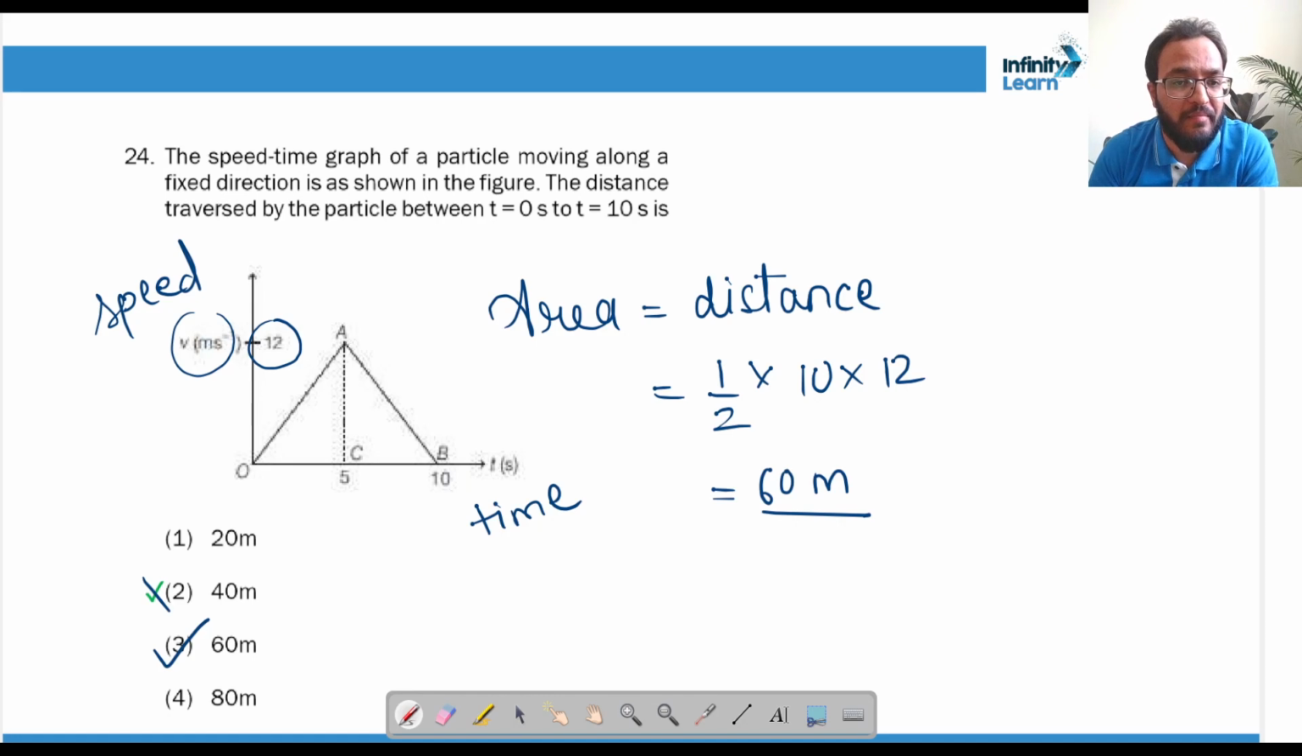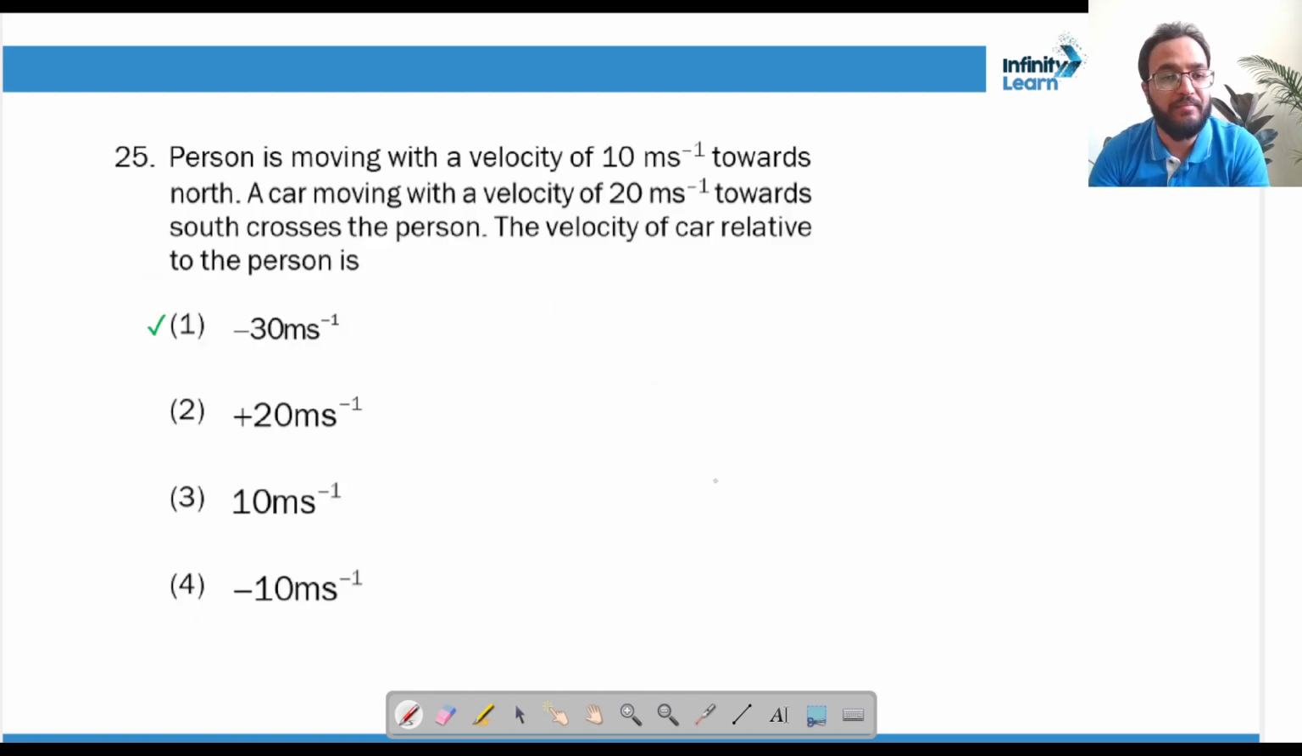Speed is increasing and then speed is decreasing, but speed is not becoming negative, right? Okay, fine. This is the answer, right?